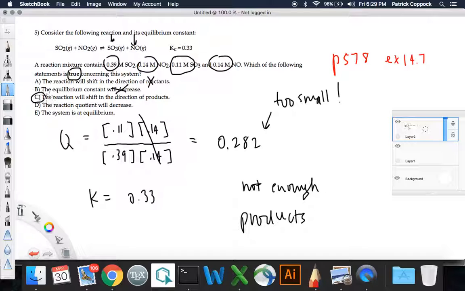Aha, that's it. The reaction quotient will decrease. No, it's got to increase to get to equilibrium, right? It's got to get bigger. It's not that. And the system is at equilibrium. No, it's not that. It's C.